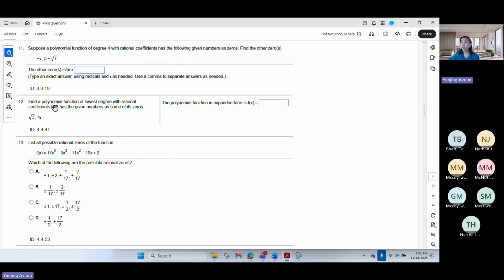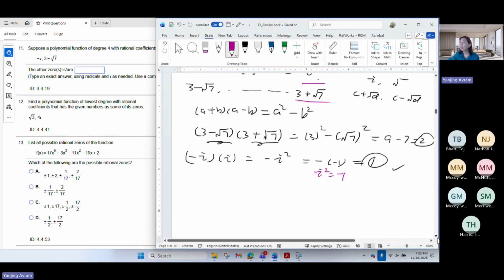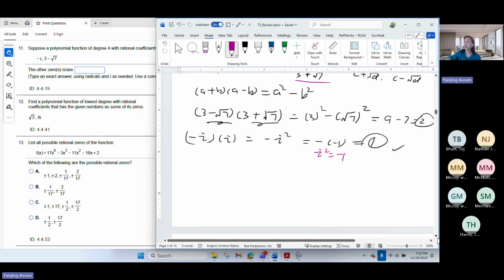Number 12: Find a polynomial function of the lowest degree with rational coefficients that has the given numbers as its zeros. What degree should this one have? The lowest degree should be 4. Why do I know this one is 4? Because the conjugate should also be a solution. I already know square root of 3, so I will also have the conjugate negative square root of 3. I have 4i, so I also know the conjugate negative 4i will also be a solution.